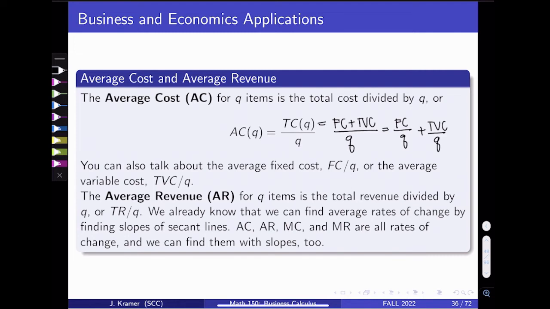So marginal cost and marginal revenue would relate to slopes of tangent lines because those are found by derivatives. Average cost and average revenue would be similar to the slope of a secant line because it would cross through 2 points of the graph instead of just touching it like a tangent line would.